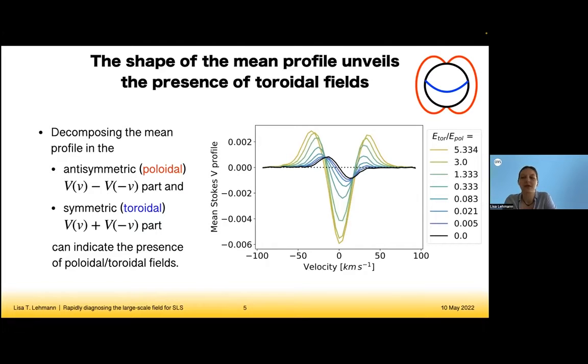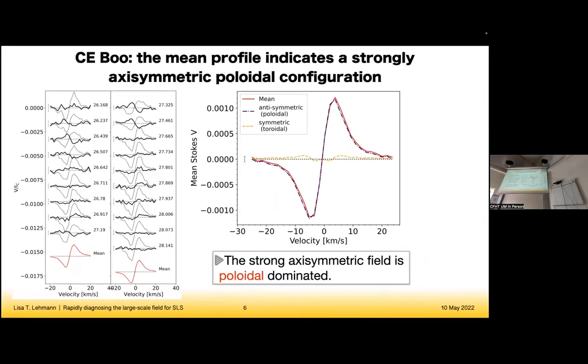If we increase now the amount of toroidal field, we see how the mean profile evolves from a purely antisymmetric towards a more symmetric shape, if we go now from black to yellow, increasing the toroidal field.